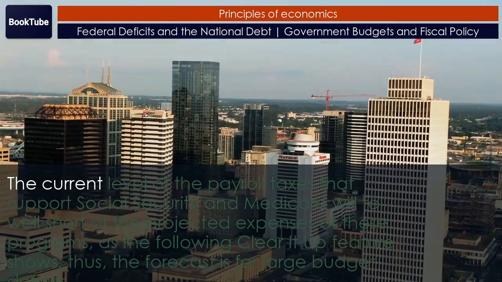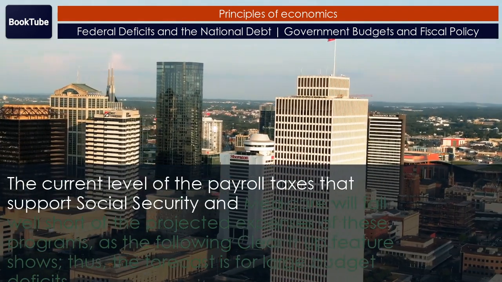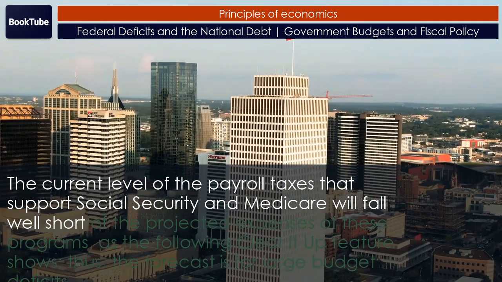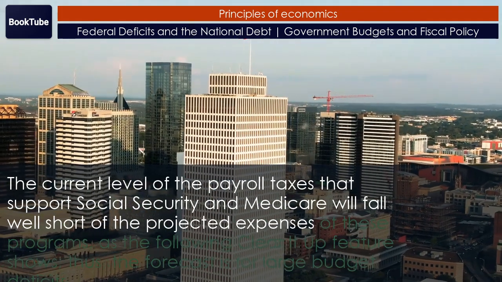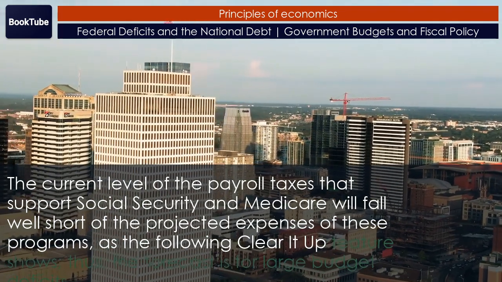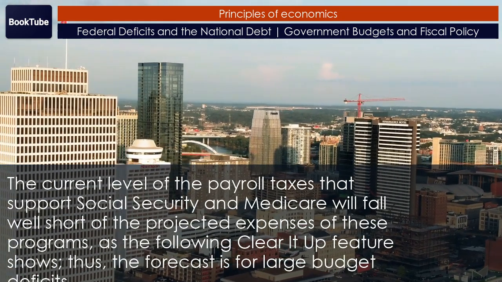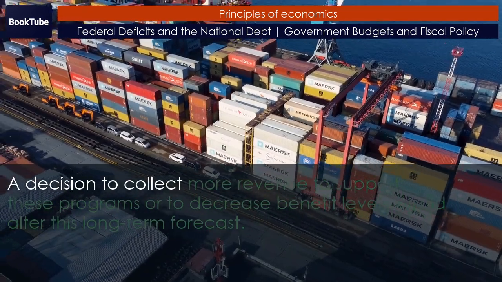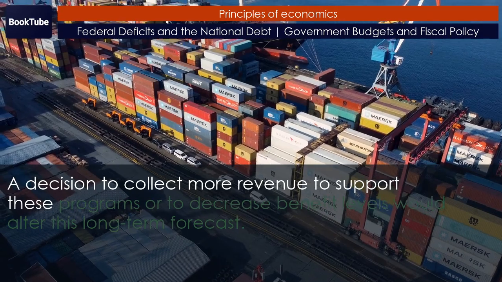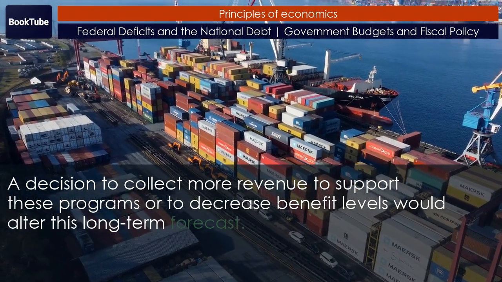The current level of the payroll taxes that support Social Security and Medicare will fall well short of the projected expenses of these programs, as the following Clear It Up feature shows. Thus, the forecast is for large budget deficits. A decision to collect more revenue to support these programs or to decrease benefit levels would alter this long-term forecast.